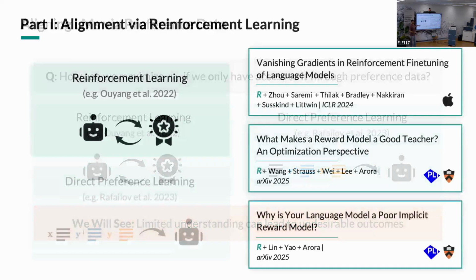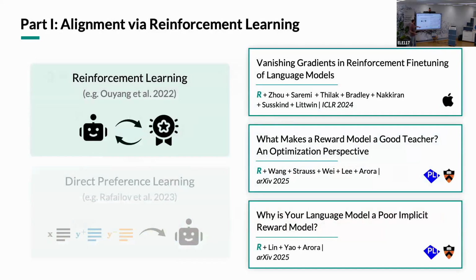The first part of the talk is also going to be the main part of the talk. We're going to spend most of the time here. It's on the reinforcement learning approach. It's based on the following three papers. The first was done at Apple during an internship, and the second two at Princeton during my postdoc. And the second part is going to be more brief. We're going to also discuss the direct preference learning methods.